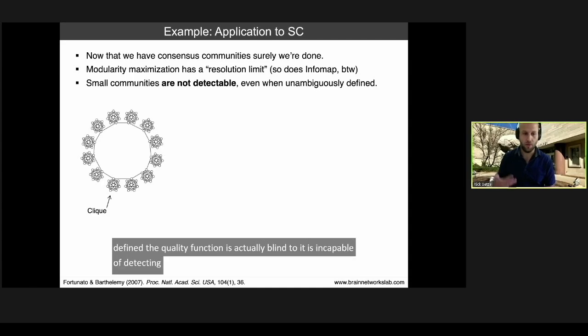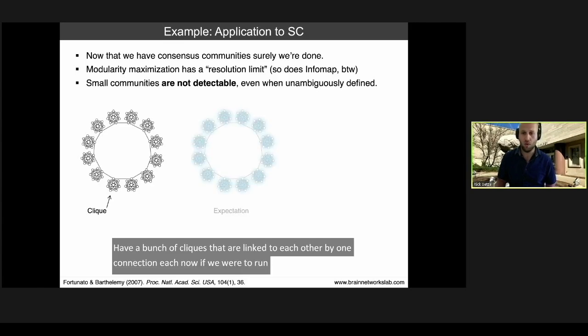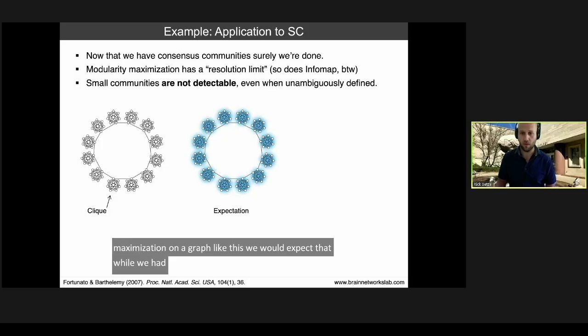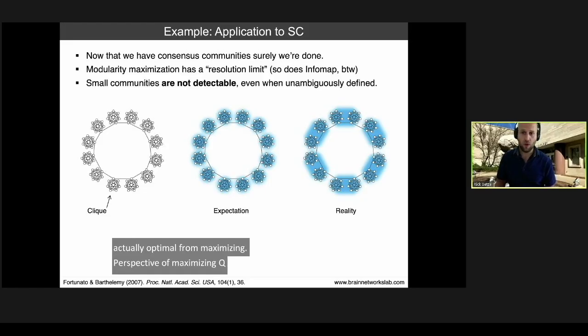So I'll give you an example to try to build up this intuition. Here's a graph of a bunch of cliques that are linked to each other by one connection each. Now, if we were to run modularity maximization on a graph like this, we would hope that we'd get back communities where the algorithm identifies each clique as its own community. But it turns out, for graphs of this type, of a given size, with a given number of cliques, we actually get merging, right? The algorithm is actually optimal, from the perspective of maximizing Q, to group pairs of cliques together. So we get some counterintuitive results when we actually use this algorithm in practice. And the caveat here is that the detected modules that we get by maximizing Q might not actually reflect a network's true or intuitive mesoscale structure.